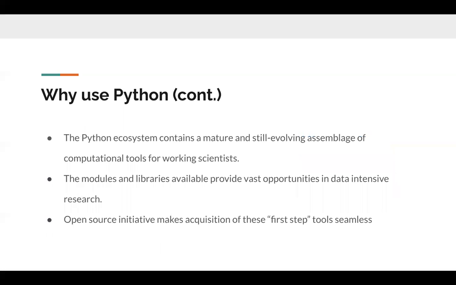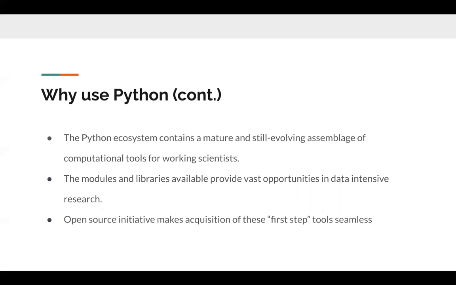The Python ecosystem contains a mature and ever-evolving assemblage of computational tools for working scientists. I would say that the working scientist language can be daunting, in that you'd expect high-level researchers, whether at UCSD or MIT, Caltech, wherever in industry, for example, but it's actually really easy to understand. First glance can be scary, as in every programming language, but I think Python is especially readable, and you can implement the language into whatever research or work you're doing.